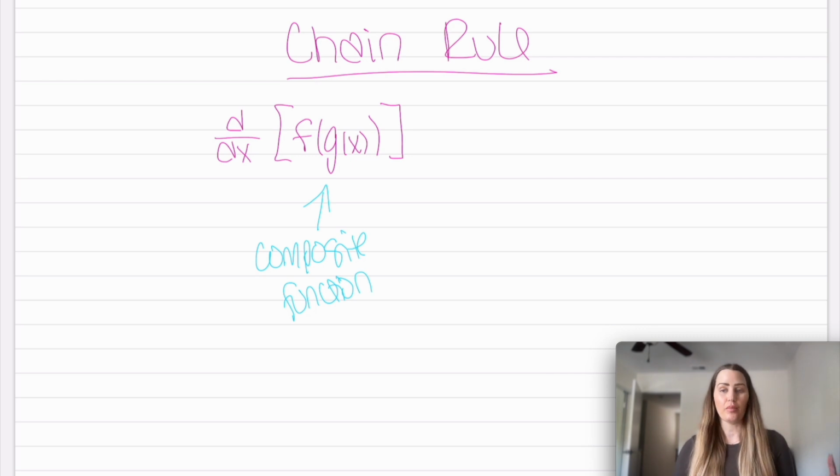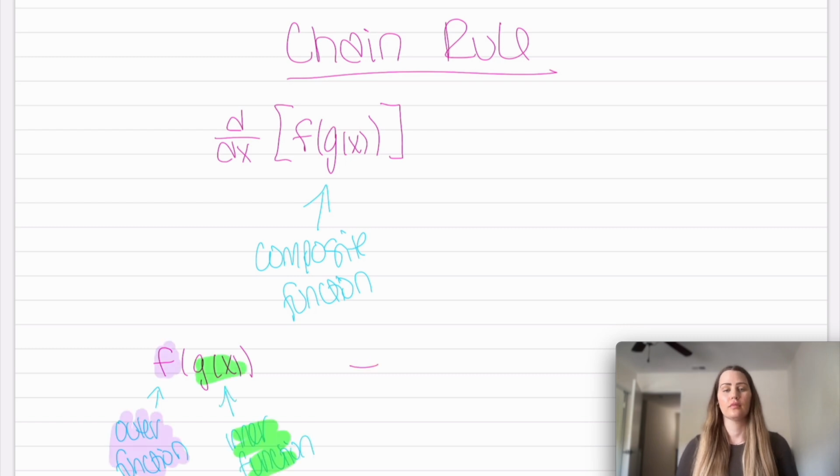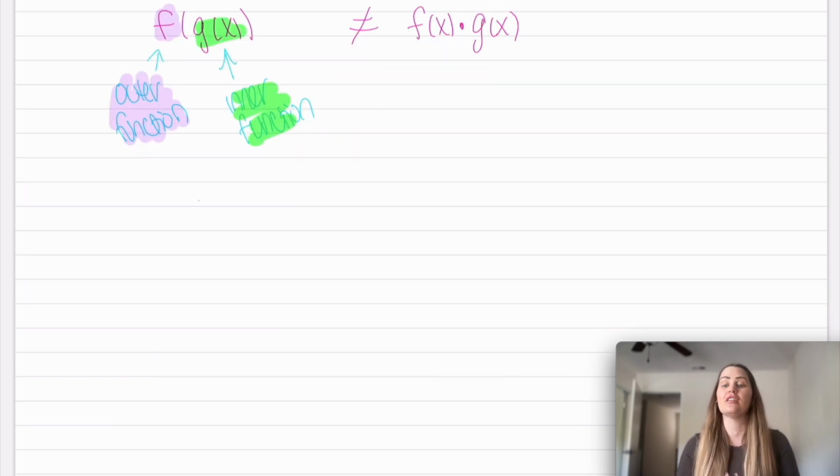So in this example, the outer function is f and the inner function is g. So outer function, inner function, and that's how I'll be referring to them throughout the video. This is not the same as a function times a function. A composite function is a function inside of a function, and a lot of times students confuse this with two functions being multiplied together, and this is not the same.